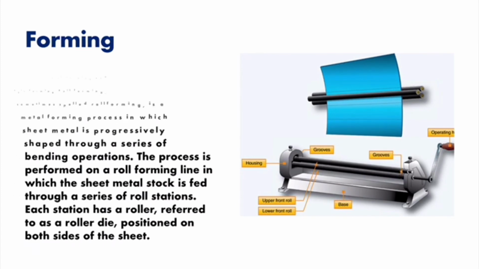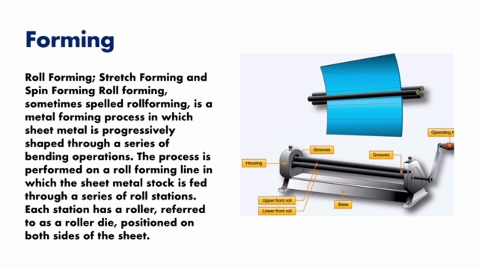Roll forming, stretch forming and spin forming. Roll forming, sometimes spelled roll-forming, is a metal forming process in which sheet metal is progressively shaped through a series of bending operations. The process is performed on a roll forming line in which the sheet metal stock is fed through a series of roll stations. Each station has a roller, referred to as a roller die, positioned on both sides of the sheet.